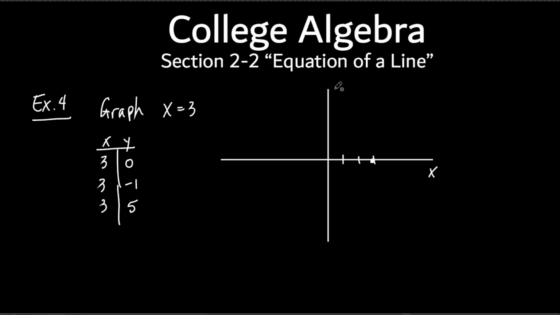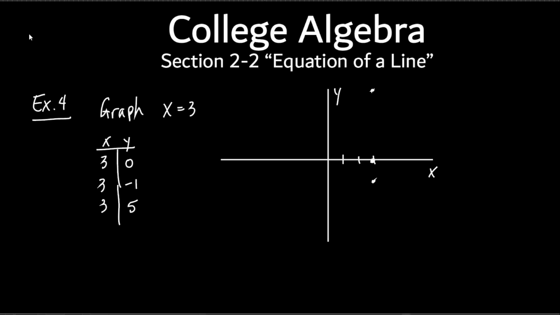Remember, that's the X-axis. This is the Y-axis. And the Y's could be anything at all. There's 3, 0 right there. You could put a 3, -1, which would be right there. You could put a 3, 5, which would be way up here. You see what I'm doing? What kind of a line is it making? No matter what numbers I put in for Y, X is always going to be 3.